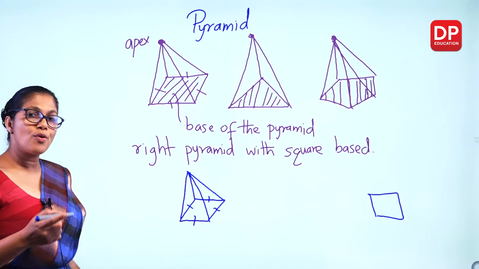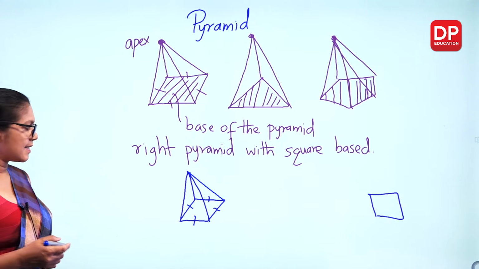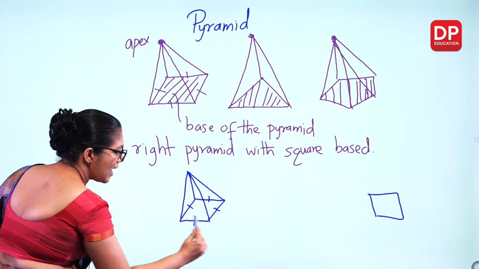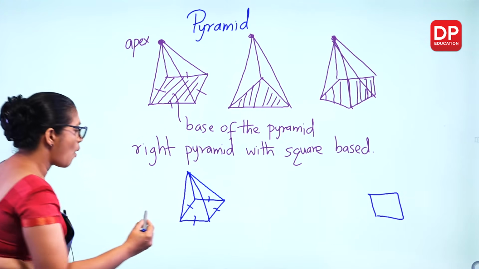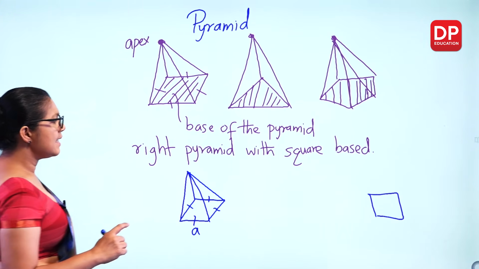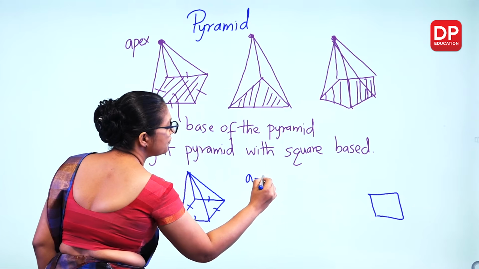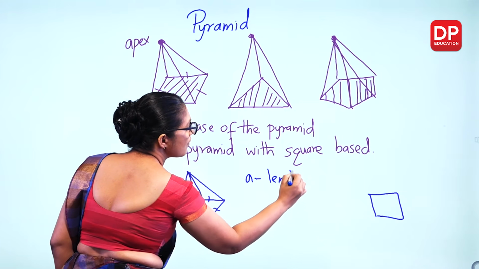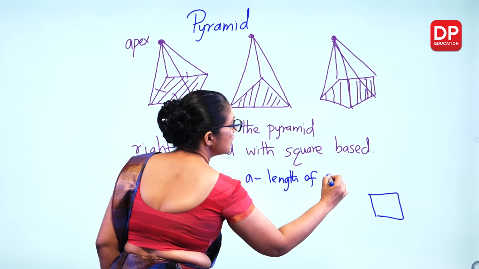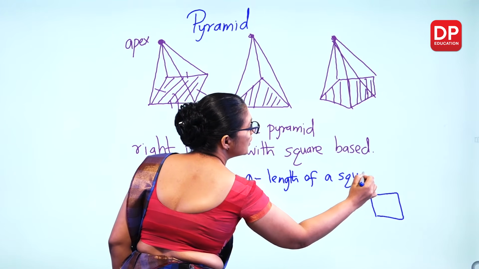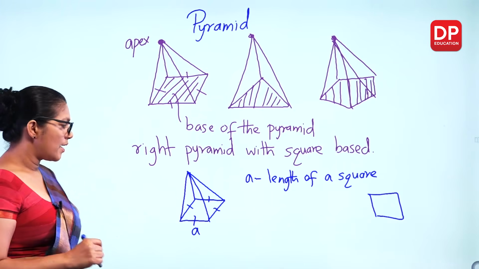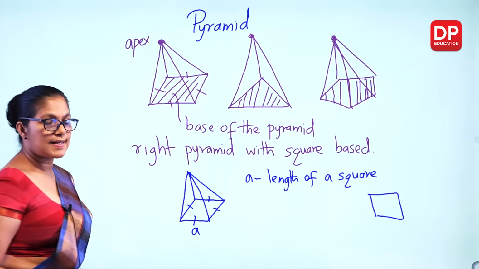Then we need to know certain lengths. If you take the square base, we have to take the length as one letter. We'll take that one as A. A is the length of a square, the length of a side of the square in the base.